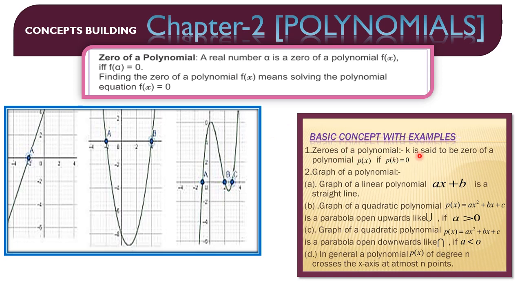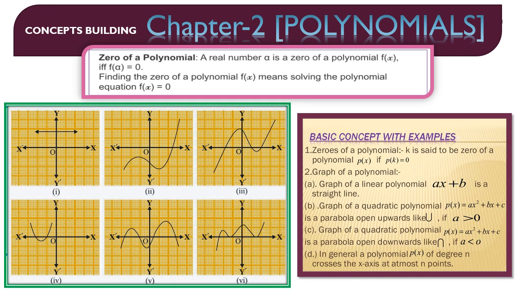The zero of the polynomial means k is said to be a zero if for the polynomial p(x), p(k) is 0. The graph of a linear equation is always a straight line. The graph of a quadratic polynomial is a parabola, which opens upward when a is greater than 0 and opens downward when a is less than 0. In general, we can say that a polynomial p(x) of degree n crosses the x-axis at most n points. So here you have to remember all the concepts related to zeros of the polynomial. Here you can observe that this is a graph having 6 parts. So you can now find zeros of the polynomial, and it can be asked for 1 mark.